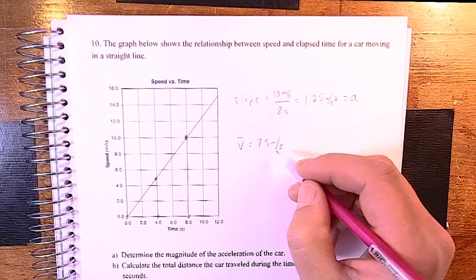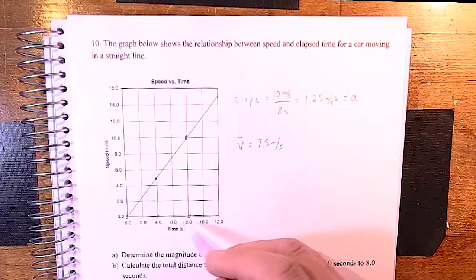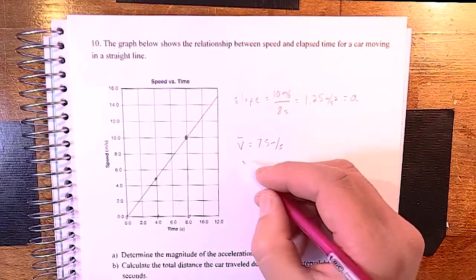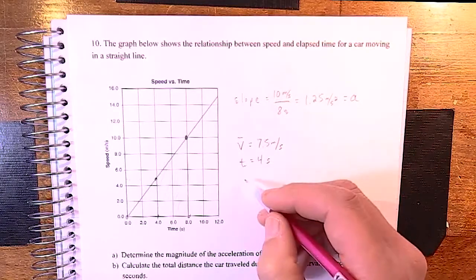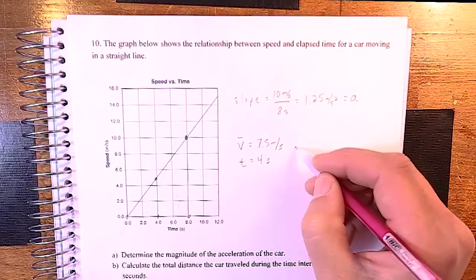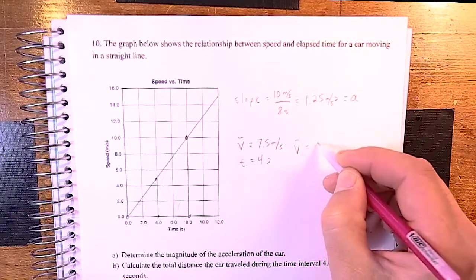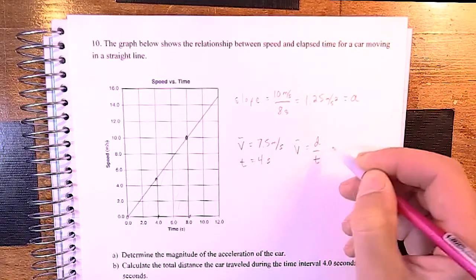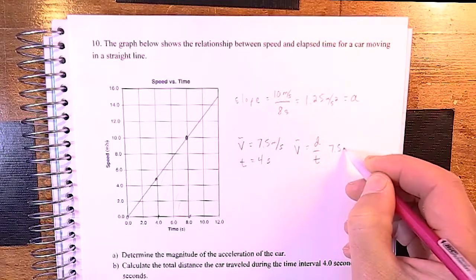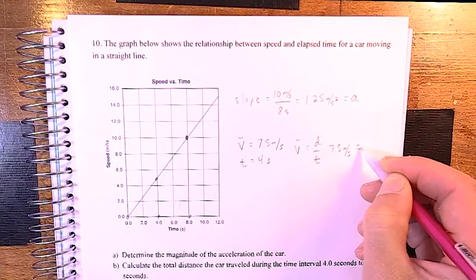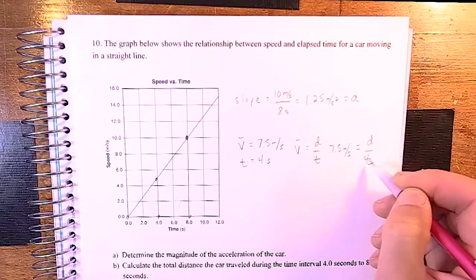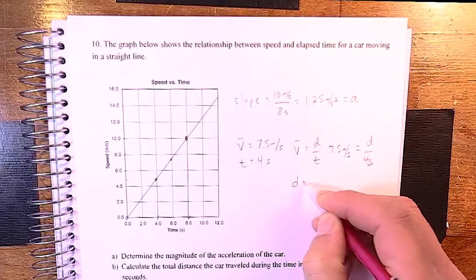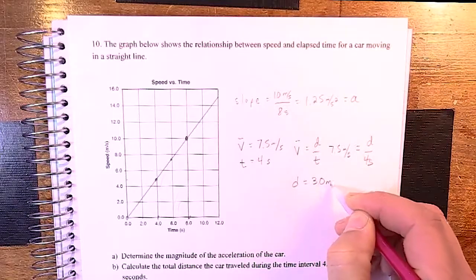And then we're going to multiply that from 4 to 8 seconds. That's a time of 4 seconds. And all we have to do is v equals d over t. So that's going to be 7.5 meters per second is equal to d over 4 seconds. And that's a displacement of 30 meters.